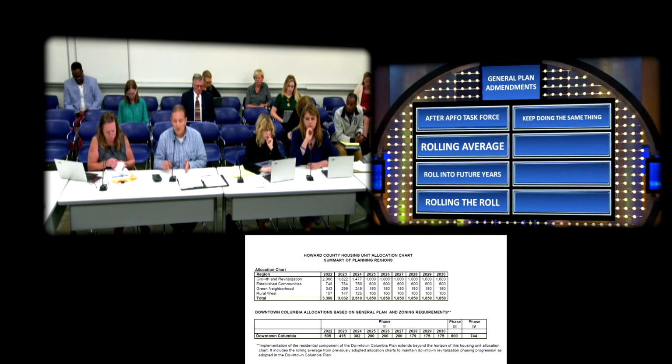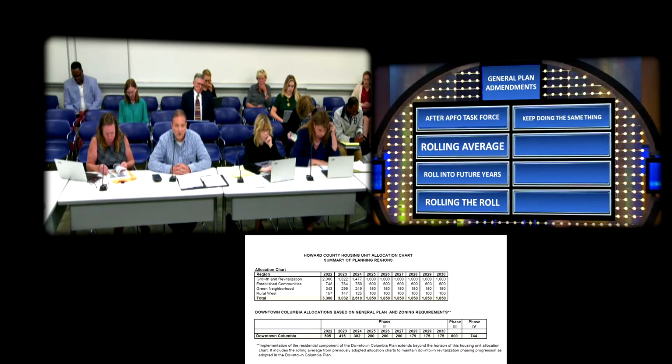It kept building up, and then close to around the time we did PlanHoward 2030 in 2012, a new general plan was adopted, and then the new chart was created. And so now it's happening now. The last plan was adopted in 2012, and now we're in the 2022 allocation year, so it's been 10 years in terms of allocation years. And so it's being built up again.